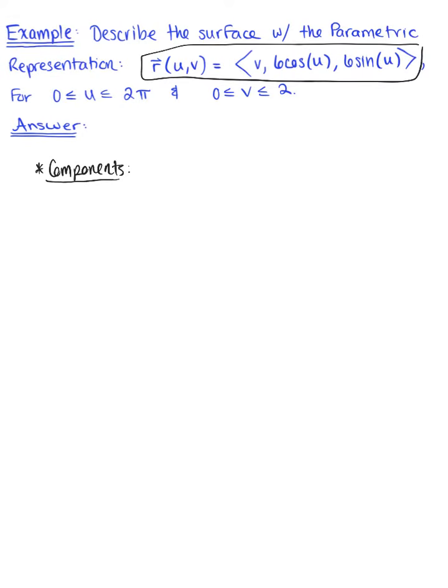So looking at this two-parameter description, we can see that x here is defined as v. We can see that y here is defined as 6 cosine of u. And we can see that z is defined as 6 sine of u.